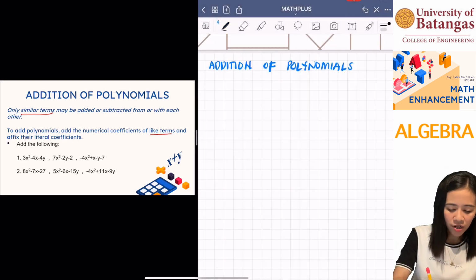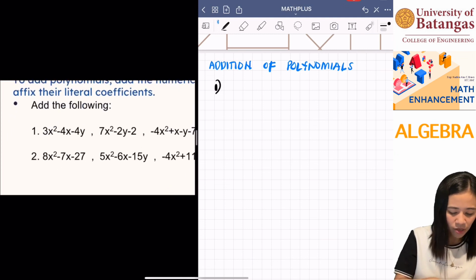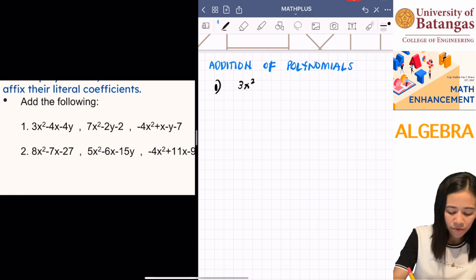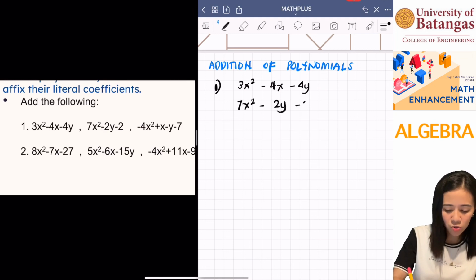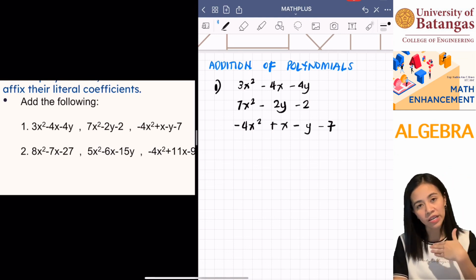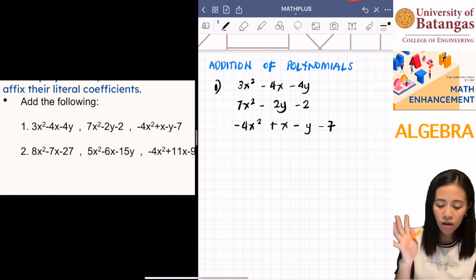Okay, so for number 1, we are being asked to add 3x squared minus 4x minus 4y, and then the next expression is 7x squared minus 2y minus 2. And then you have negative 4x squared plus x minus y minus 7. You can add this vertically or you can write them horizontally. Kayo po ang bahala. Walang issue sa akin yun.